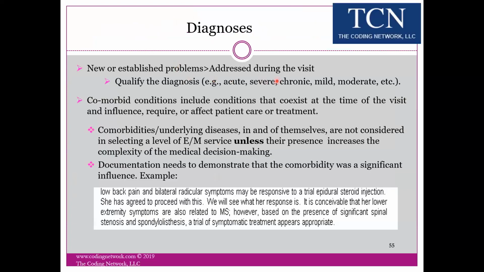So again, qualify your diagnosis. An acute exacerbation is very good verbiage, or the severity of it, the chronicity. And don't forget your comorbidities, anything that may affect your medical decision-making, decisions for treatment, decisions for medications. For example, here's a note where the provider added in the fact that the patient had MS and was taking that into consideration in determining what sort of treatment needed to be undertaken.